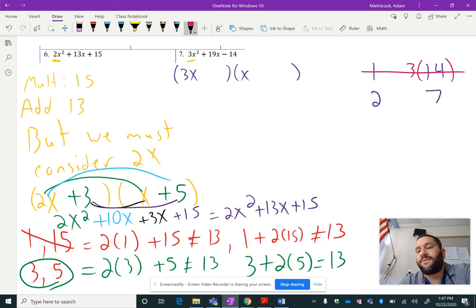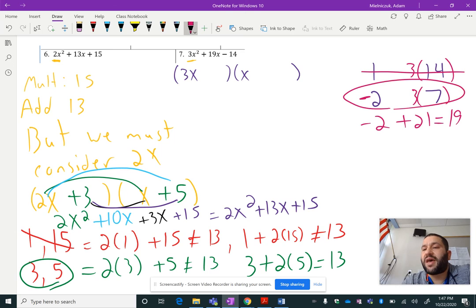So now it's just a matter of messing with the 2 and the 7. What if I do 3 times 7? That's 21. And I subtract 2. Does that give me 19? Negative 2 plus 21 does give me 19. So I know this is my setup, okay? I know that I need to put the 7 over here because that's the only way the 3 and the 7 can multiply. And I know that has to be addition because there's no sign over here. And I know this has to be my minus 2.